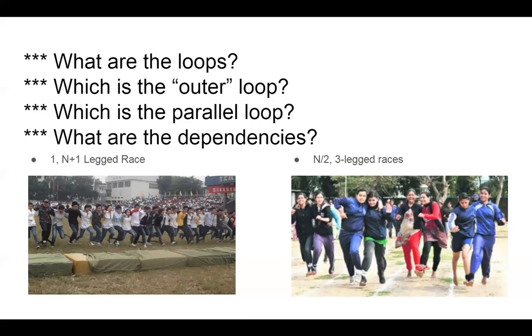And hopefully a lot of you came up with the idea of like, we'll answer both of these together. What's the outer and what's the parallel loop? So the outer loop, I would argue, is the steps, right? So everyone has to take step 0 before they move on to step 1, right? The parallel part is each one of the participants can do their step in parallel if they want, right? And what are the dependencies?